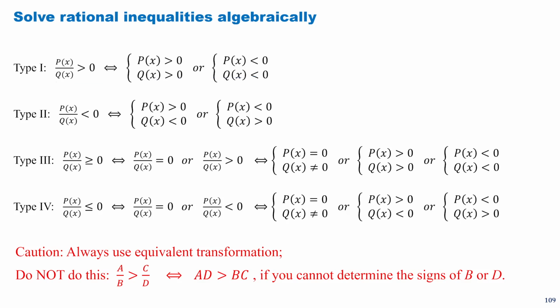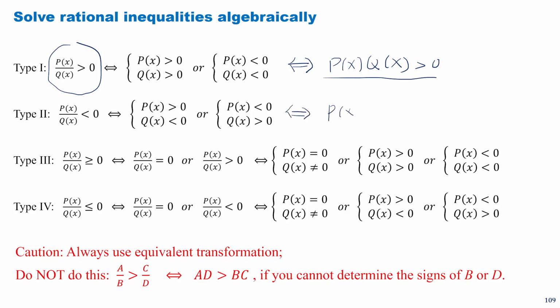Or you could write it like this. This is equivalent to: the quotient is greater than 0 means the product is greater than 0. These 2 expressions are actually equivalent, right? For the second one, if the quotient is less than 0, this is equivalent to the product must be less than 0, right?